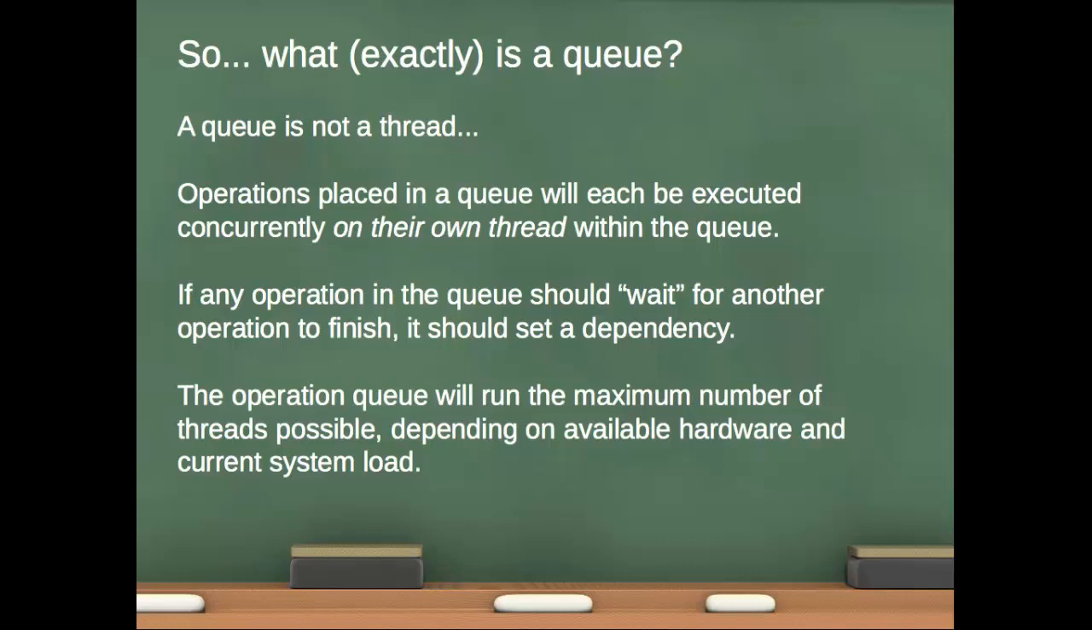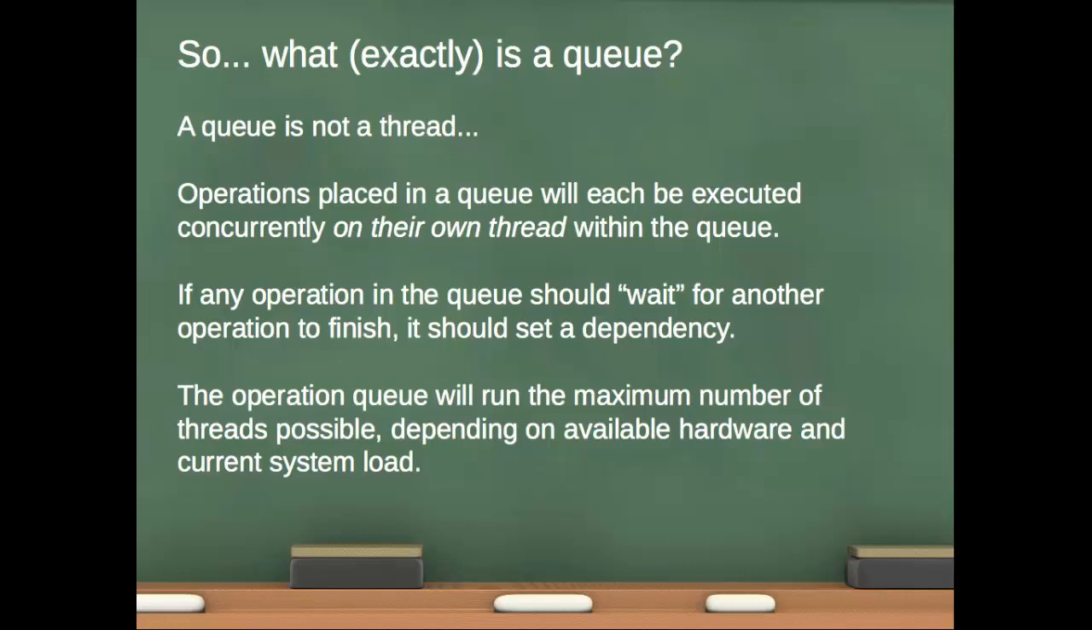But the deal is that operations will, as much as possible, be run on separate threads concurrently. They will always be run on separate threads, but they will be run concurrently as much as possible. What this means is we have no control really over what operation goes on what thread, and when those operations in a queue are going to be executed.